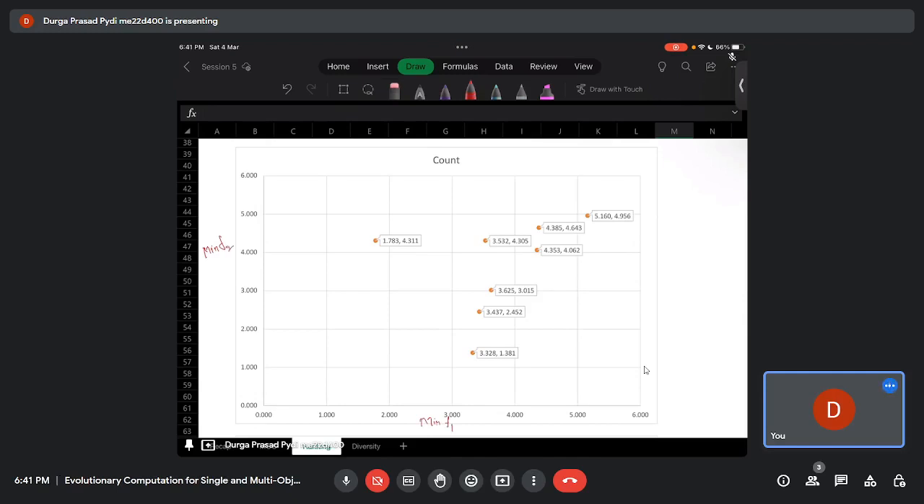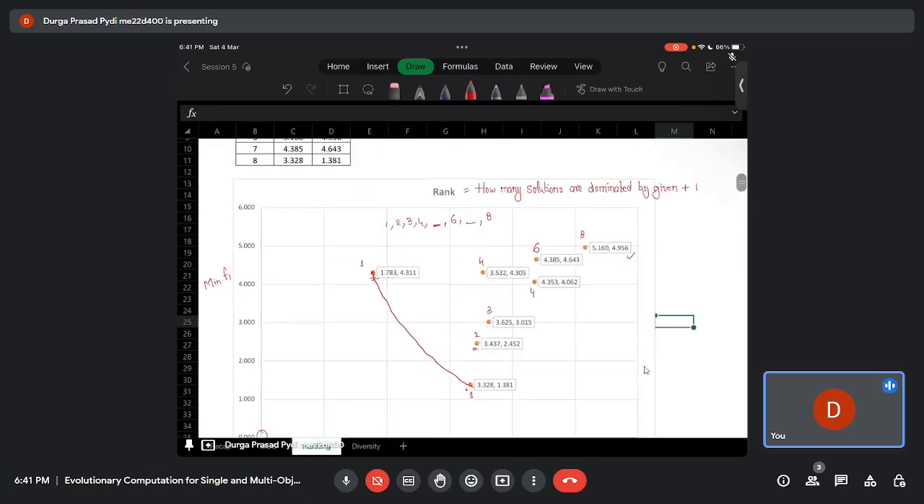What we'll do, earlier we focused on this particular point. From here we calculated, but now what we will do is essentially calculate from the other end, the other diagonal of this particular box, and this will tell us how many points are dominating this one. In the rank, for a given point we counted how many points the given point is dominating, but now we will be doing it the other way around.